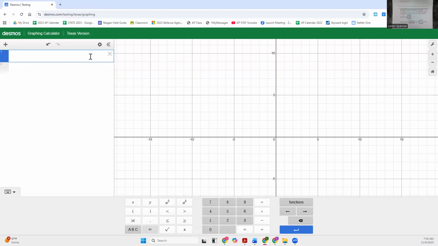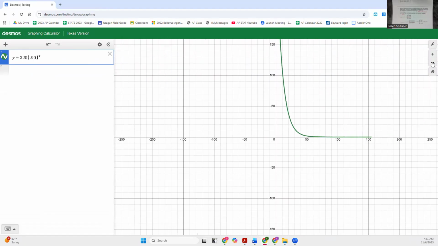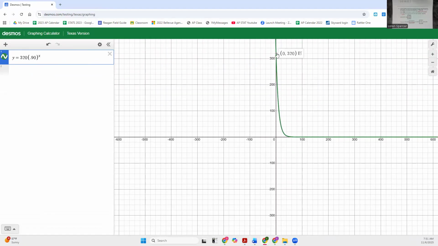And we have y equals 320 parenthesis 0.90. And we go to the A to the B button, and we press x. And I don't see anything. Well, I need to zoom out. And I zoom out, and it's like, oh, we started at 320. So that was where we started. That's our initial. And we're going down. So we are decreasing. Okay, so that tells us that part.